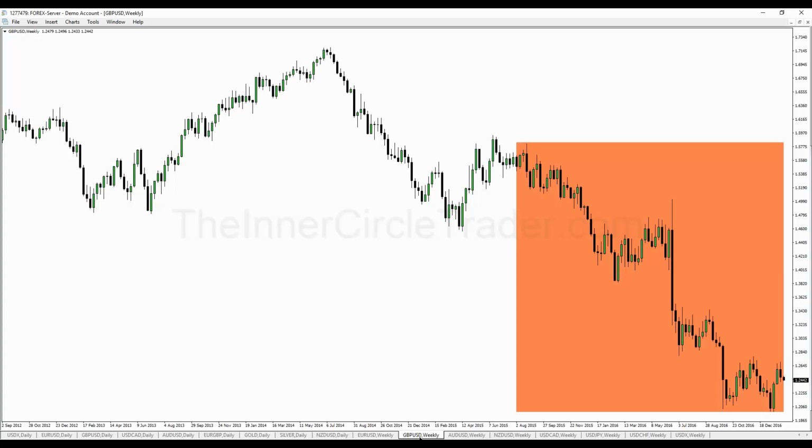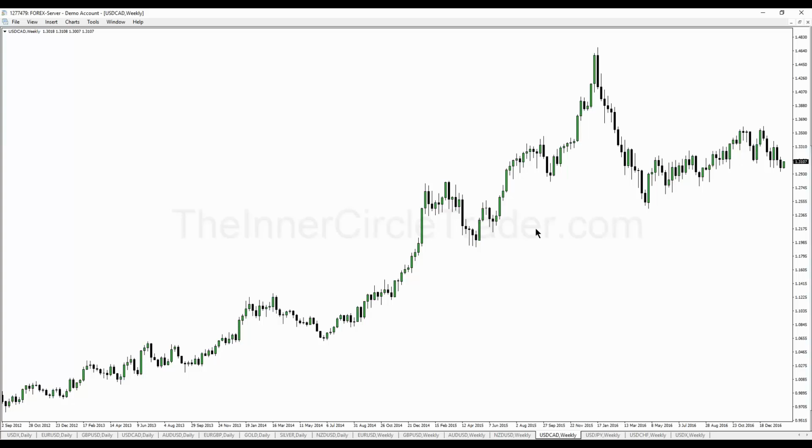These are all homework assignments. I want you to take a look at your study using these ideas. But I'm highlighting the importance of looking at the weekly chart first. And again, you're going to do this on the monthly chart. On the Canadian dollar, we're going to do the same thing.